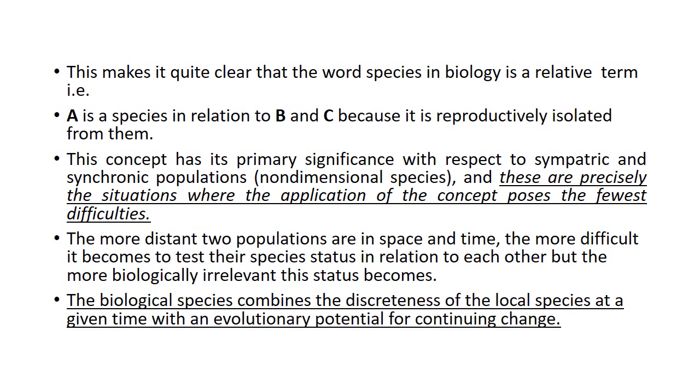This concept has its primary significance with respect to sympatric and synchronic populations, non-dimensional species, and these are precisely the situations where application of the concept poses the fewest difficulties. The biological species concept is a non-dimensional species concept because in this we do not consider time and space. The more distant two populations are in space and time, the more difficult it becomes to test their species status in relation to each other, but the more biologically irrelevant this status becomes. The biological species combines the discreteness of the local species at a given time with an evolutionary potential for continuing change.